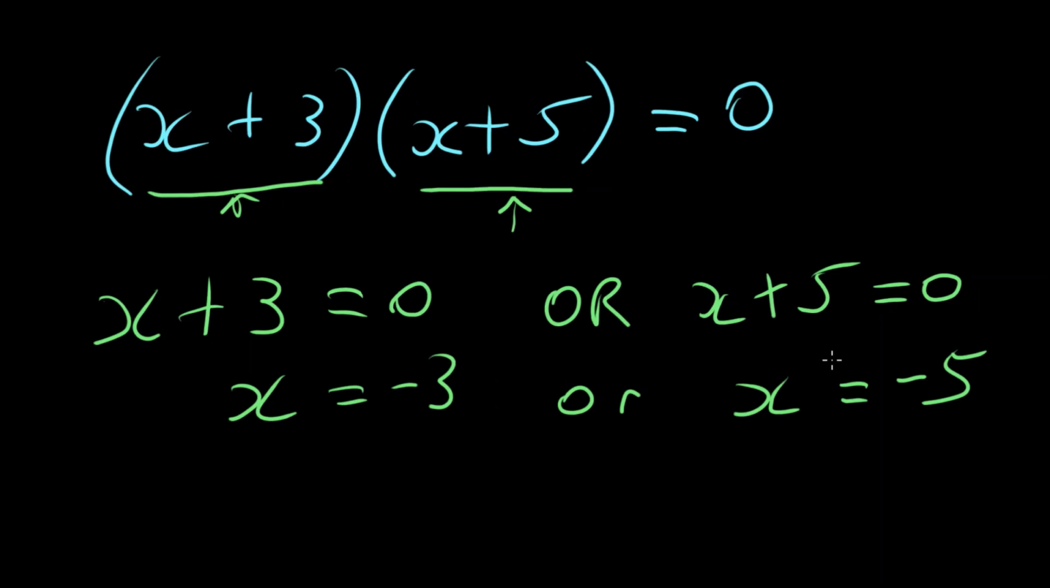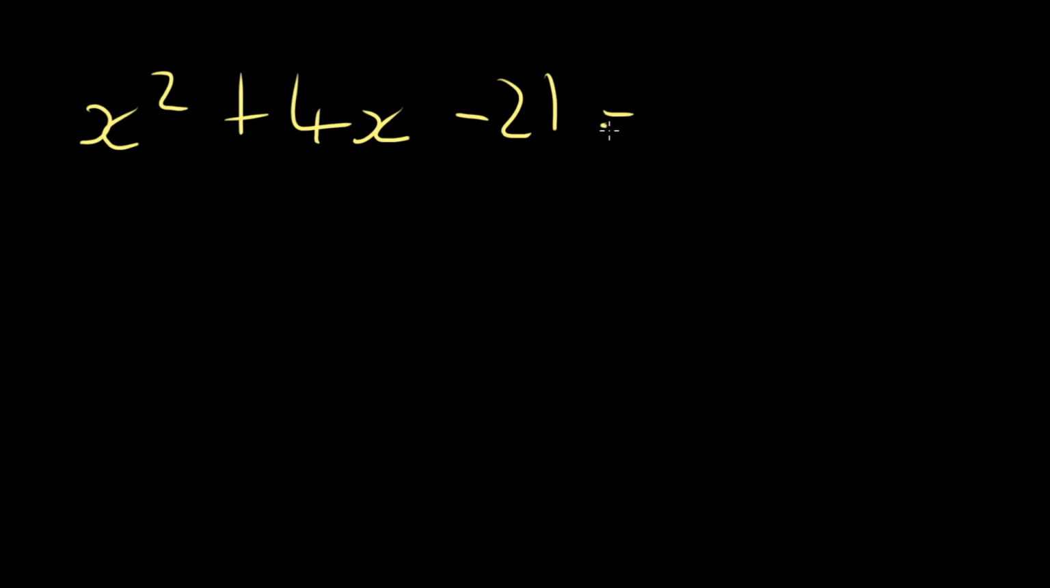Okay, let's do the second problem. x squared plus 4x minus 21 equals 0. Right? Okay, so we need to find two numbers that multiply to get minus 21. What would your guess be? My first guess would be 3 and 7, with one of them being negative, right? So what do you think?